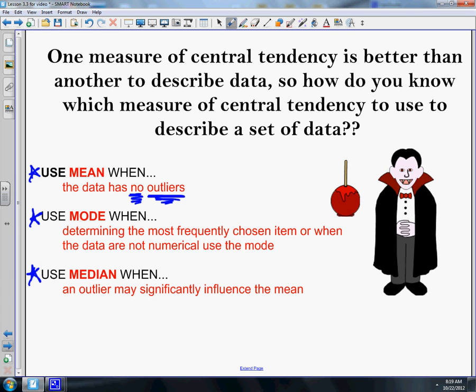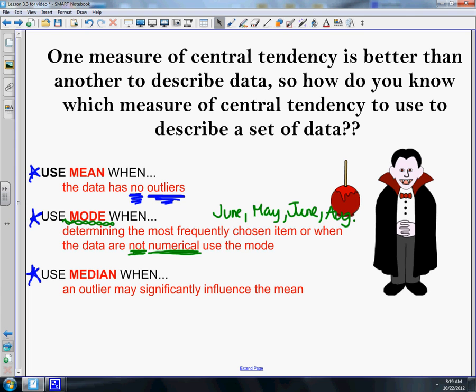So when the data is not numbers, let's say it's months, and I surveyed all of you on what month you were born in. Okay, so I wrote down June, May, June, August, and I wrote down 32 different months. You're going to want to use the mode when you talk about any data that is not numerical.